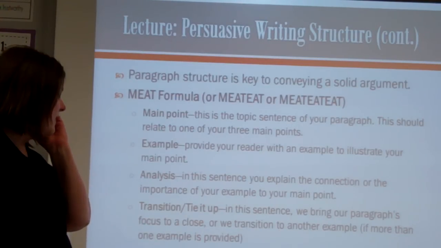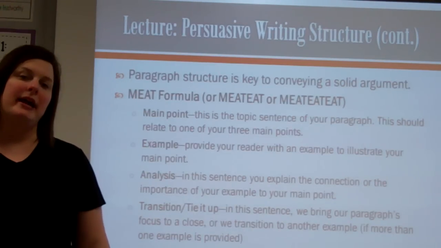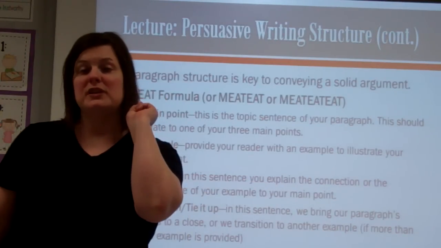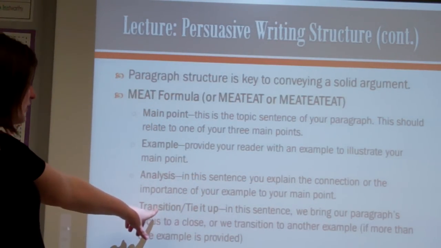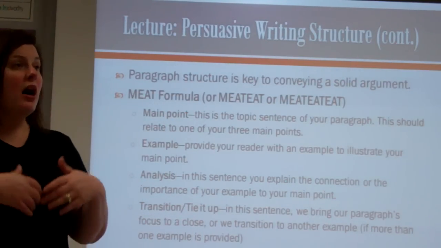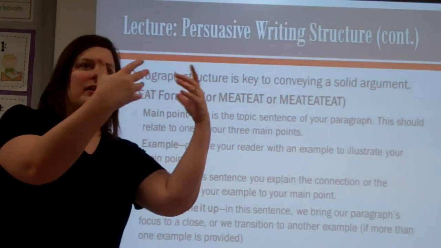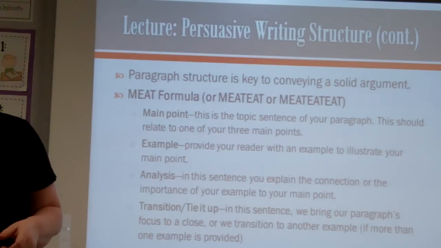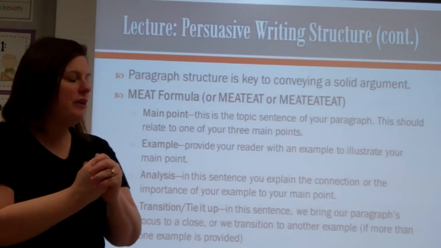in your piece. And then the T stands for transition or tie it up. If you're going in the meet-eat formula, meaning you're using at least 2 examples per paragraph, that means the first T is going to be a transition, transitioning to a new topic. Another example might be, or while this is one example, a better example might be, and then you're going on. So you're transitioning, you're using words that signal a shift in your thinking.